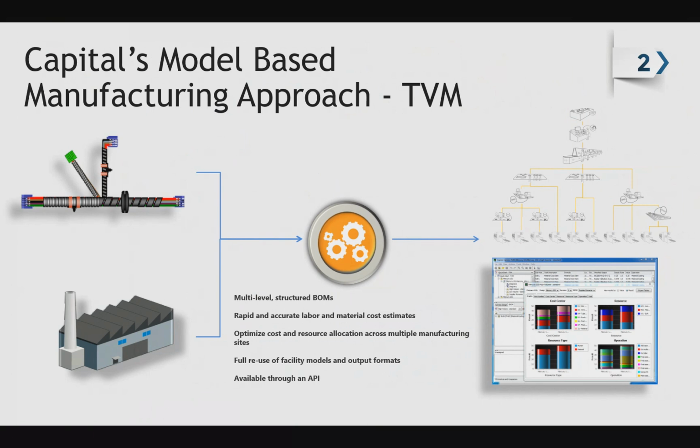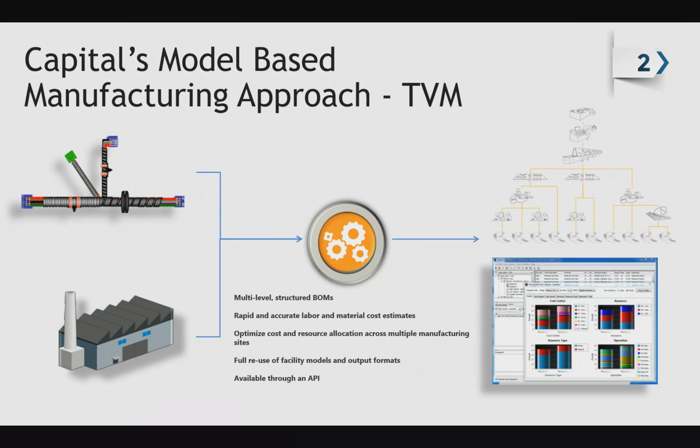Capital TVM, or Total Value Management, decomposes the harness design against manufacturing process models to automatically create a manufacturing scheme for each harness, resulting in a structured bill of materials. A structured bill of materials, or an SBOM, reflects the sequential process of building the harness. It is also composed of each of the associated tasks that need to be completed to build the harness, and each of their associated costs, including time and labor rates.